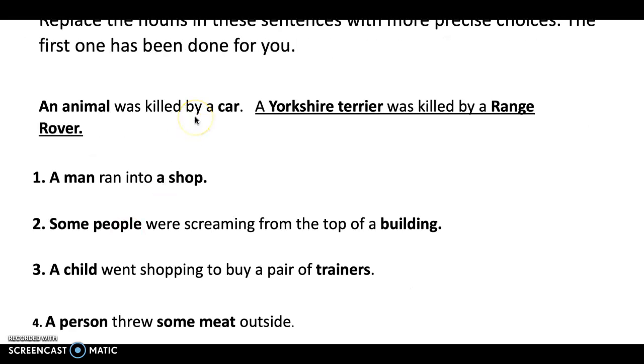Now you're going to replace the nouns in these sentences with more precise choices. The first one has been done for you. So we have an animal was killed by a car. Again, this is very vague. And we can be more specific. We could say a Yorkshire Terrier, that's a type of dog, was killed by a Range Rover. And now we know what type of car, and it gives us an idea about the person who was driving the car. Maybe they were wealthy because they were driving a Range Rover.